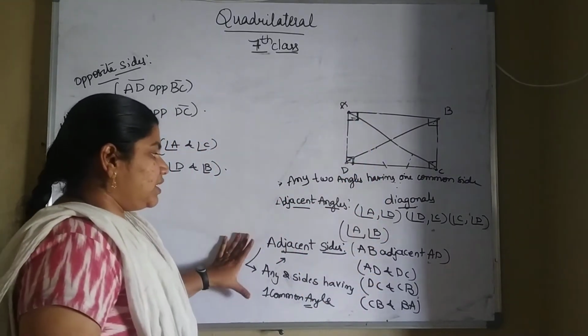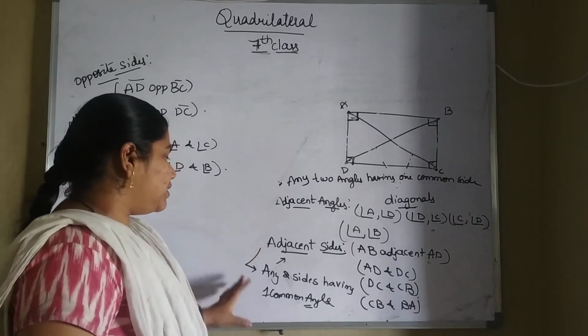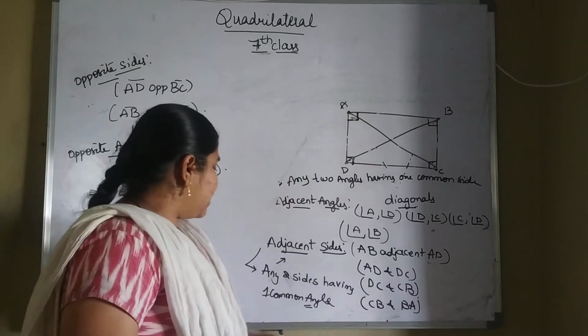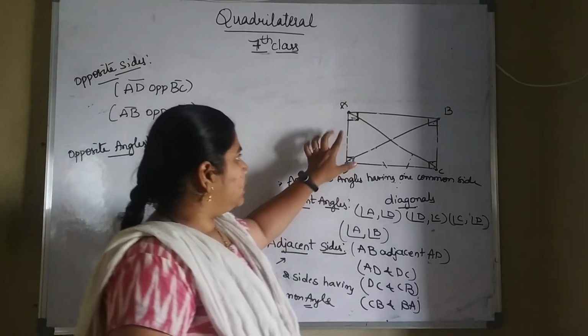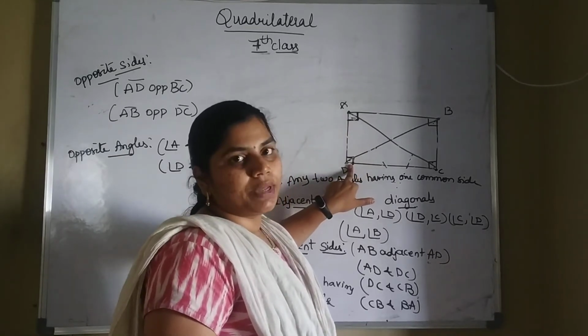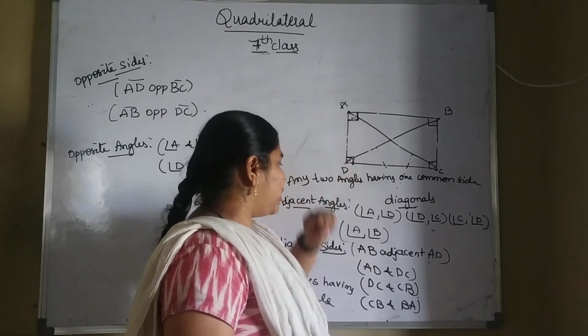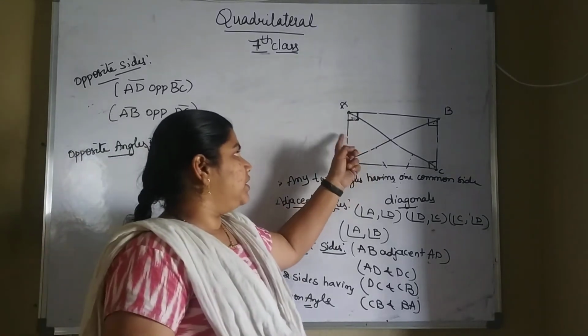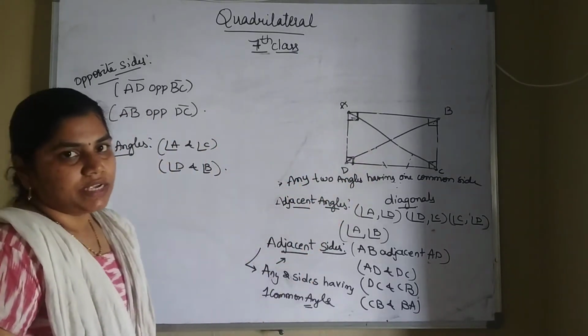Next is adjacent sides. What do you mean by adjacent sides? Any two sides having one common angle. So if I take these two sides, for these two sides you have only one common angle. So these two sides are called adjacent sides.